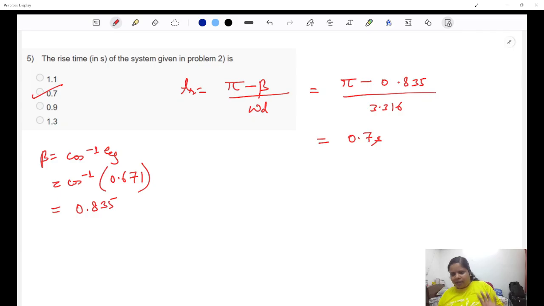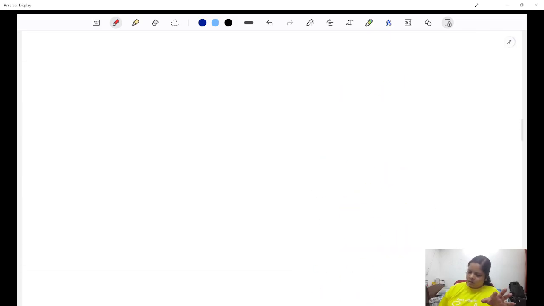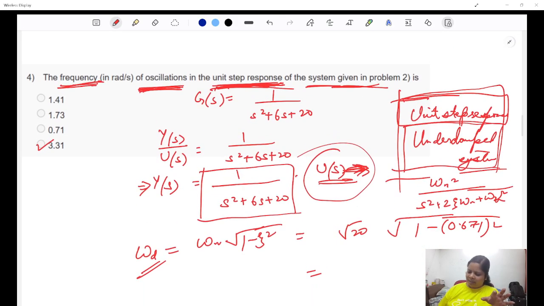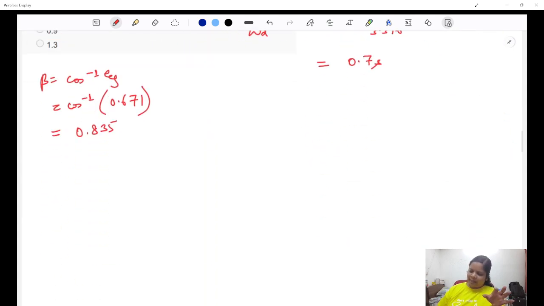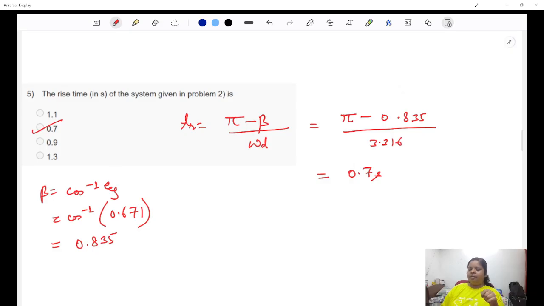It's just rise time, pi minus beta upon omega d. Omega d we found out in the last question, which was omega n into square root of 1 minus zeta square. And then what we did, we just found out beta, which is cos inverse zeta. We put it here. I have not explained today how we are arriving at all of these. This was already explained in the lecture, so I haven't repeated those things. But yes, this is the way you find the rise time.